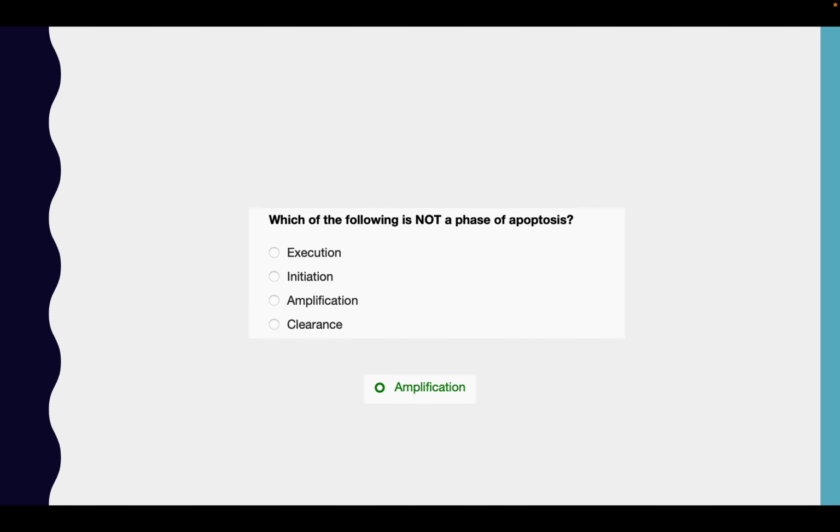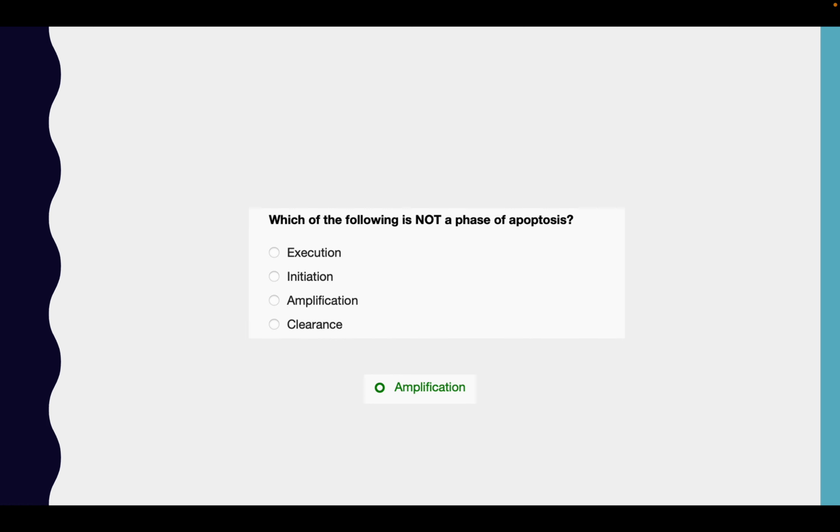You might have heard of apoptotic pathways, which are extrinsic and intrinsic, right? They are initiated by the activation of death receptors, which are present at the cell surface. Initiation of apoptosis is tightly regulated by activation mechanisms, because once apoptosis has begun, it inevitably leads to the death of the cell. So initiation is a phase of apoptosis.